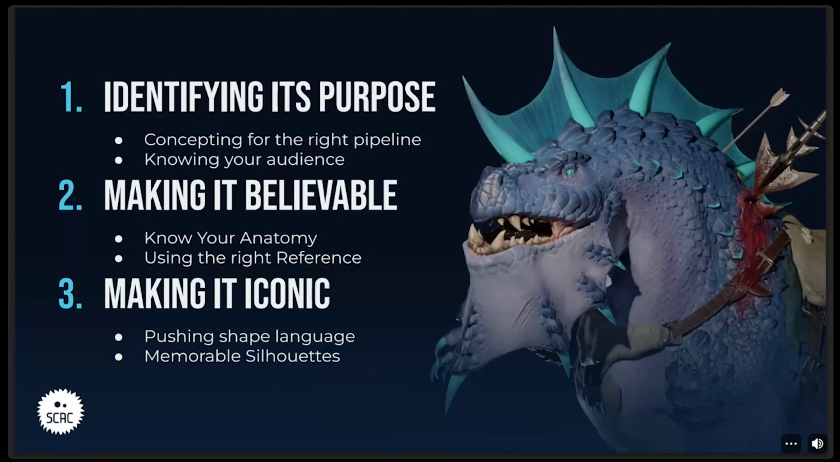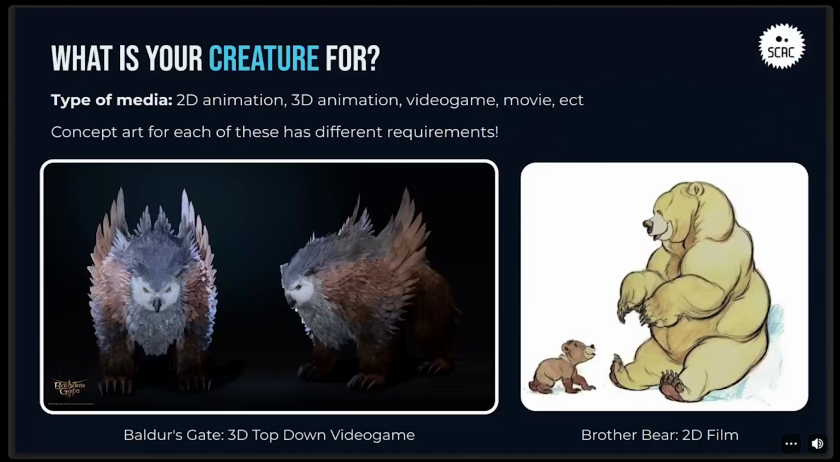All right, so let's get started here. What is your creature for? When you're concepting for anything, you want to first nail what the purpose of it is. If you're doing this in the industry, you have that pretty much laid out for you by your employer. But if you're doing something for a portfolio, you're going to want to choose what broader scope this creature will fit into. Is it going to be a 2D animation, a 3D animation, a live-action movie, or a video game?